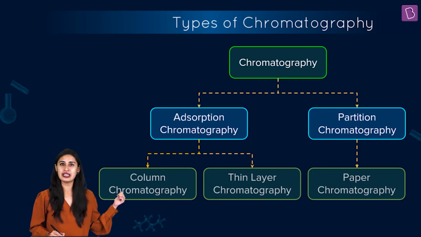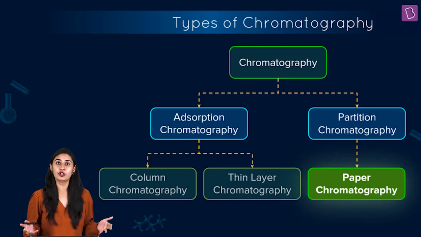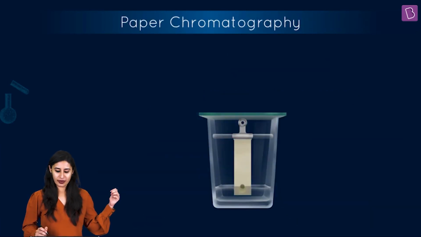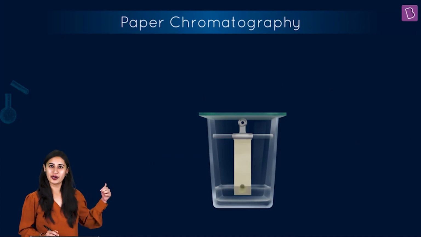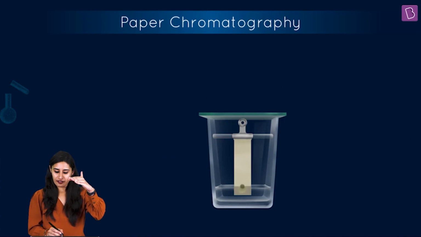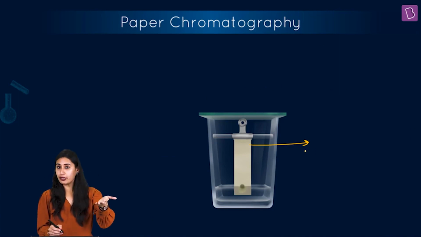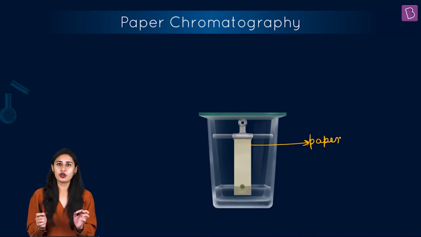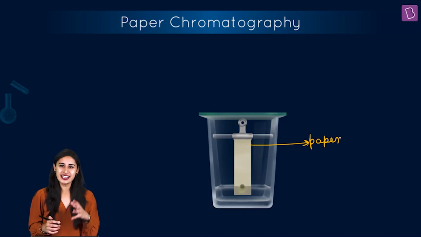Partition chromatography, under which we study paper chromatography. The question belongs to this very segment only. So let's see what's going on. What do we have? We have placed a lid. We have here a paper. What is present here? A paper. It's a special kind of paper. It's a kind of porous paper, expensive as compared to a filter paper or something.